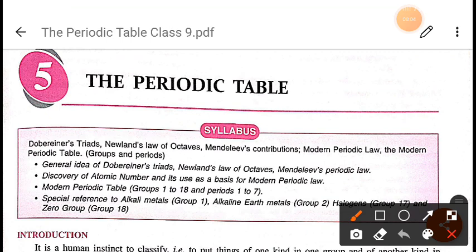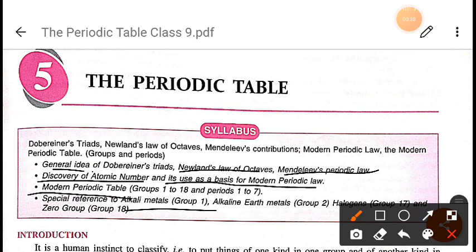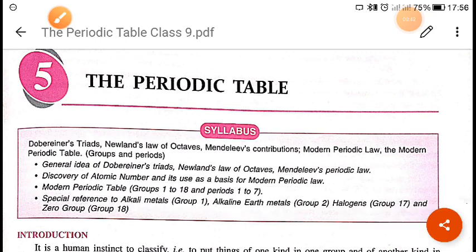Myself is Suman Singh. So in this chapter what we have to learn? We have to learn the general idea of Dobereiner's triad, Newlands' law of octaves, Mendeleev's periodic table, okay? And the discovery of atomic number and its use as a basis for the modern periodic law, okay? After that we will learn about the modern periodic table, and after that we will learn about alkali metals, alkaline earth metals, halogens and zero group, okay?